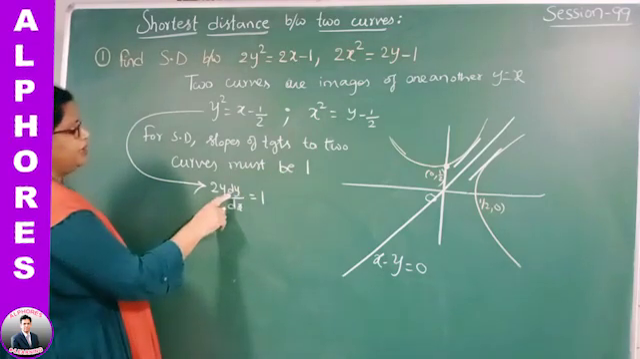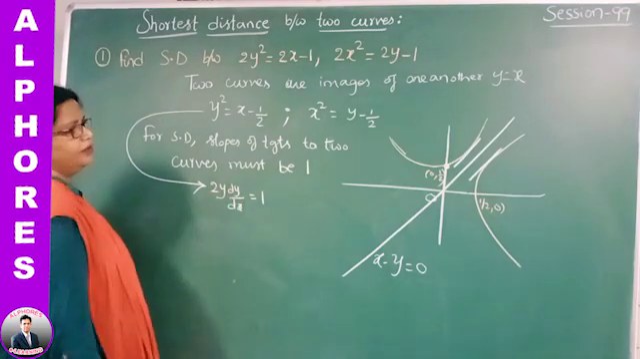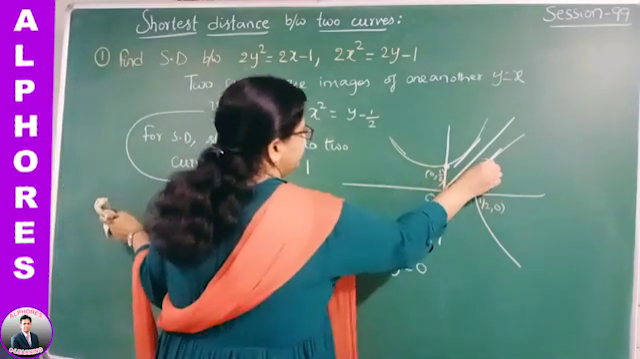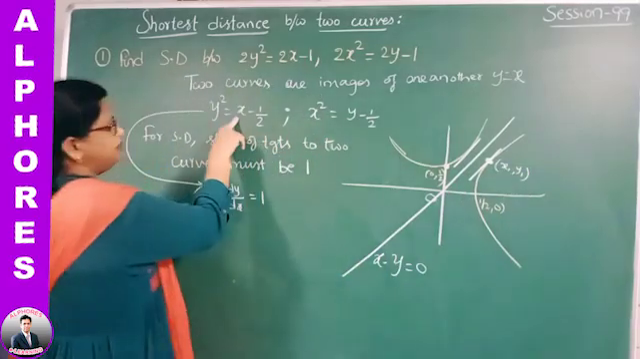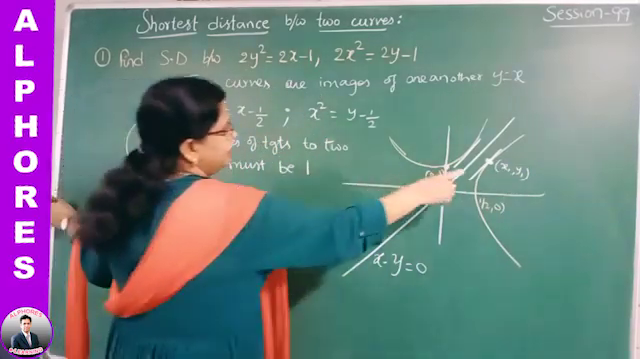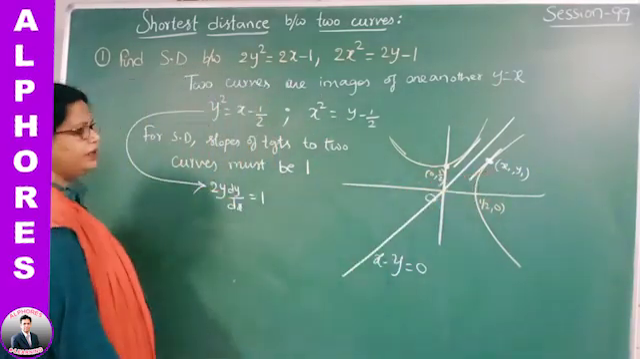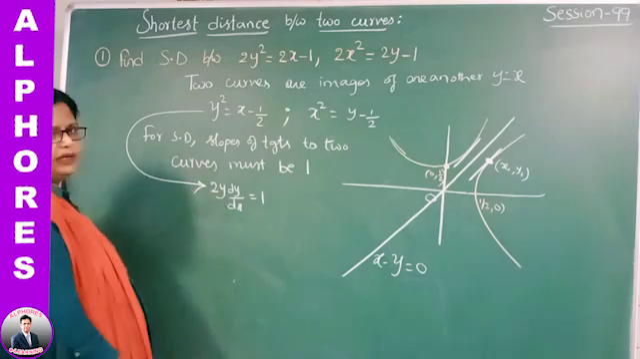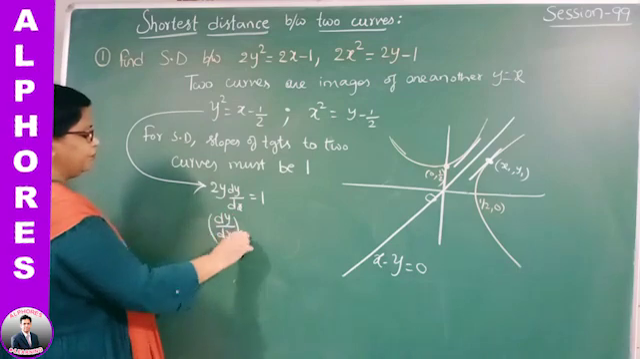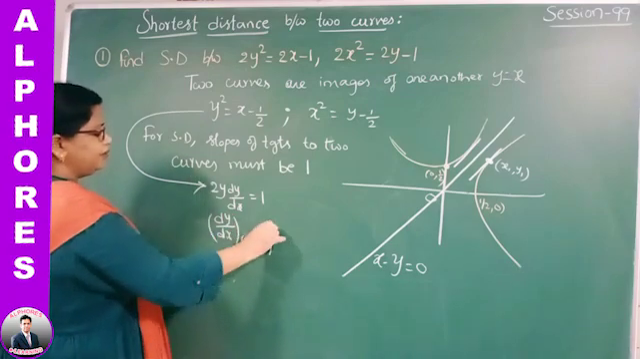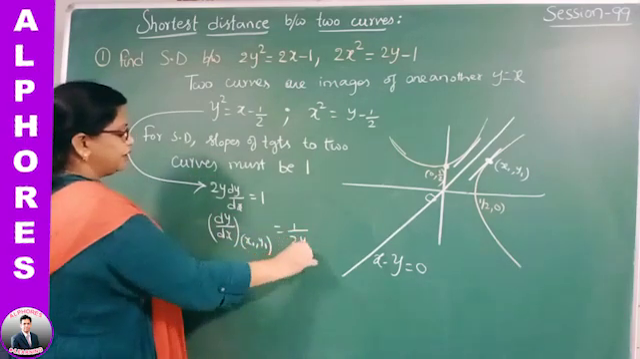So dy by dx at a particular point. Suppose you take this point as x1 comma y1, to which we are differentiating. At a particular point x1, y1, I want to find dy by dx at x1 comma y1. Understand, this is equal to how much? 1 divided by 2y1.